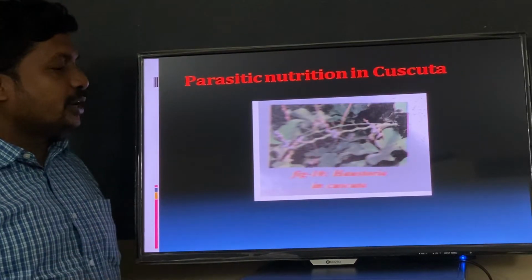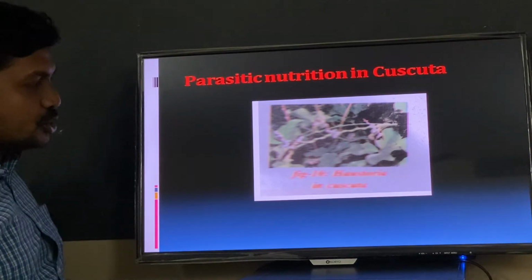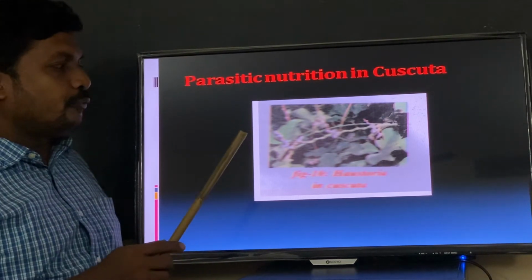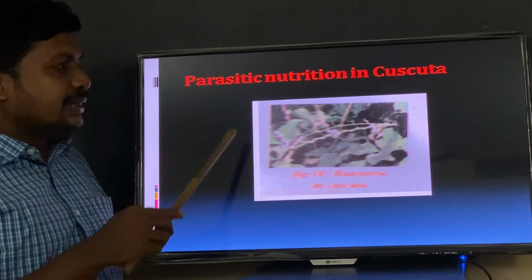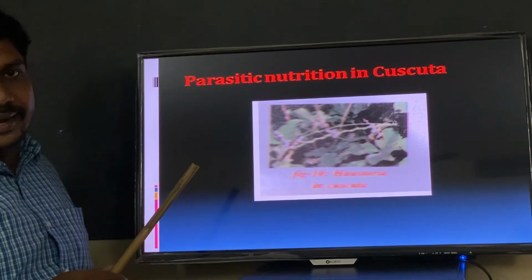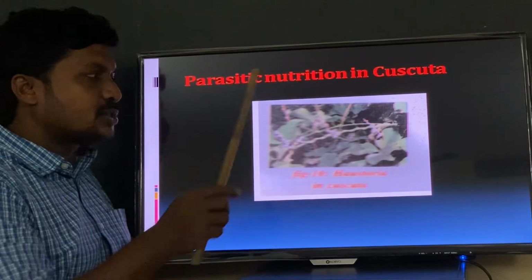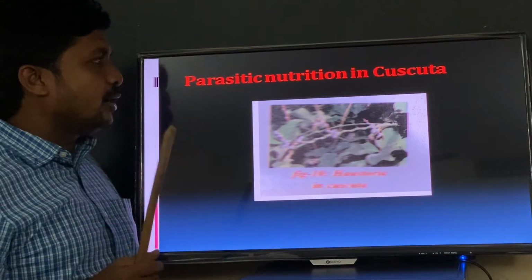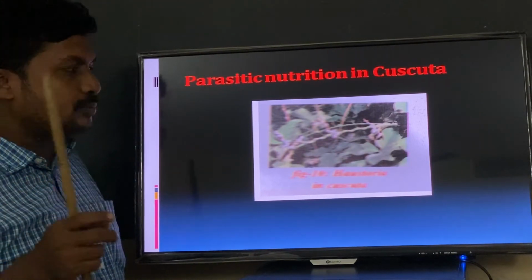which belongs to a family known as morning glory. In parasitic nutrition, we can find two organisms. One is parasite, another one is host. Parasite gets food from host. Host will give shelter to parasite. In this association, one gets benefit, other gets loss. This type of nutrition is called parasitic nutrition. Example, Cuscuta. We can find parasitic nutrition in disease causing microorganisms also.